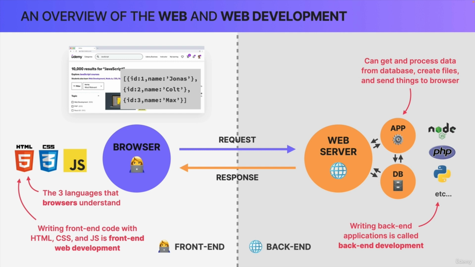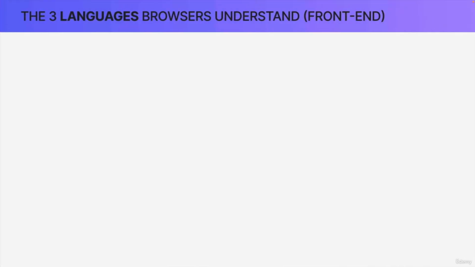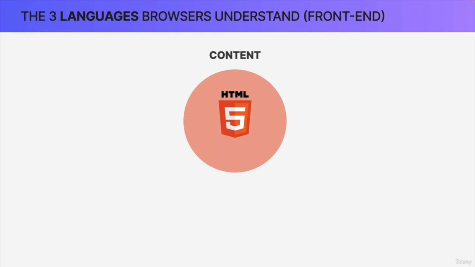All right, and now just to finish, let's take a closer look at the three languages of the front end. So HTML, CSS, and JavaScript, as they are particularly important. So starting with HTML, we use HTML to write the actual content of the page. So that's the text, the images, the buttons, and all the content that you can see on a web page.